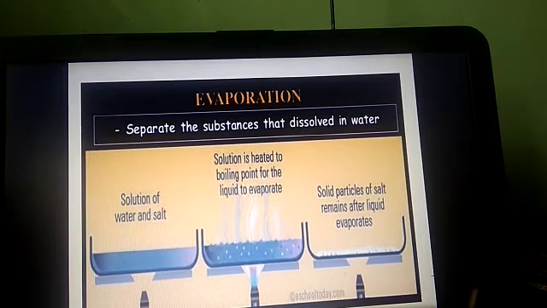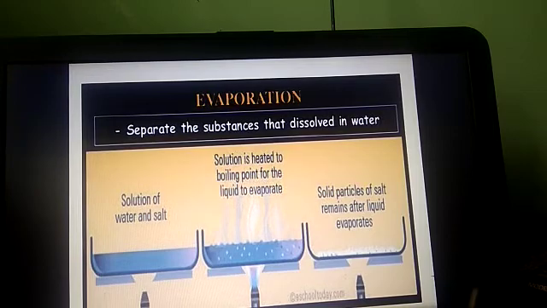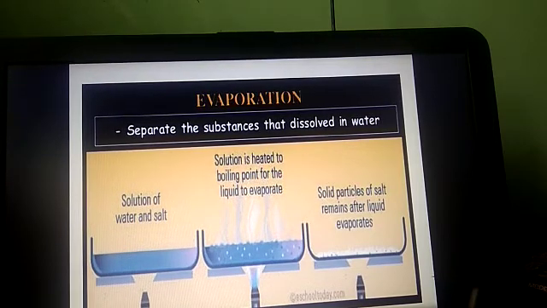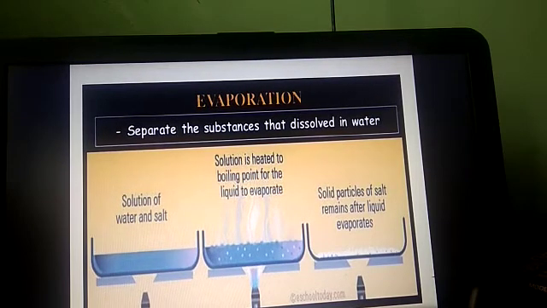And what happens during evaporation? When it is heated, the solid particles will remain. The solution is heated to boiling point to evaporate the liquid, and solid particles remain when the liquid evaporates. The process of evaporation can be made faster by heating the liquid. Heating a substance makes its molecules move faster.